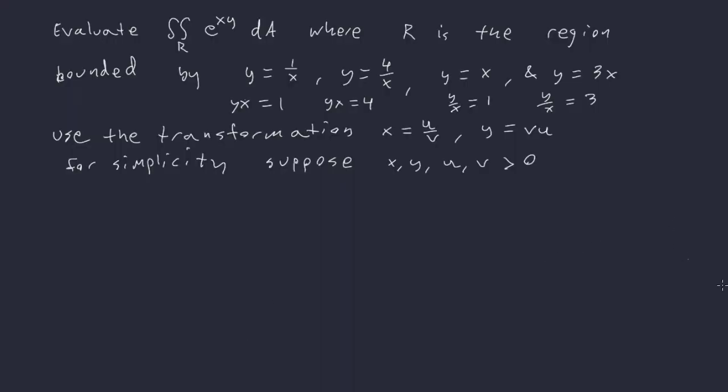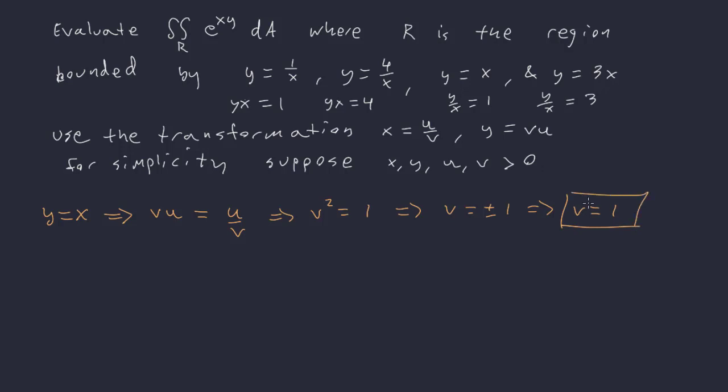Okay, so y equals x. Well, again, we plug in the y, which is v times u, and the x, which is u over v, and then we try and solve this. If I move the v over and the u over, we'll get v squared is equal to 1. So v is equal to plus or minus 1, and since we are assuming everything's positive, v is going to be 1.